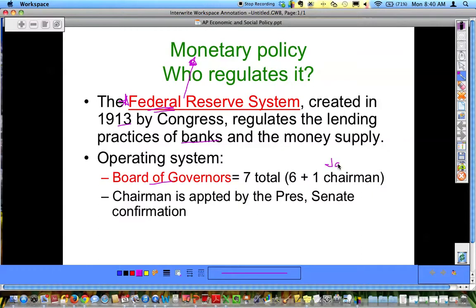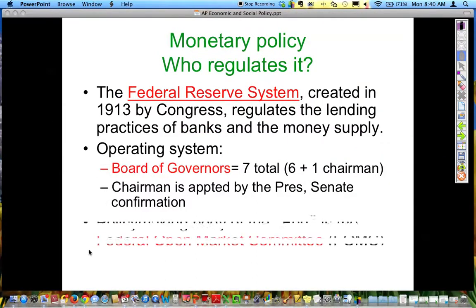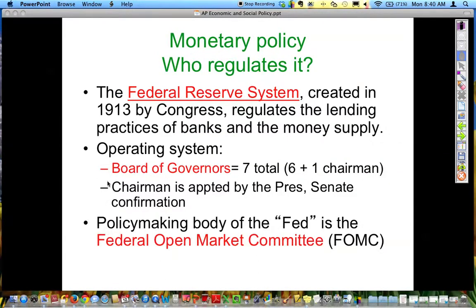Currently, the chair is Janet Yellen, and some people consider that position one of the most powerful in the world, really, because it controls the United States dollar system. The chairman is appointed by the president. It does need Senate confirmation.